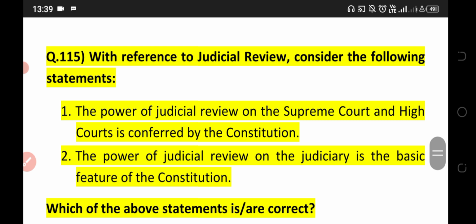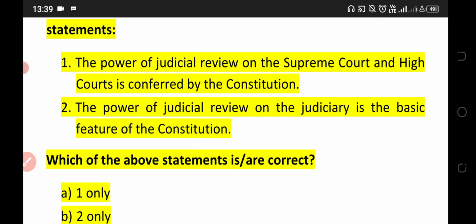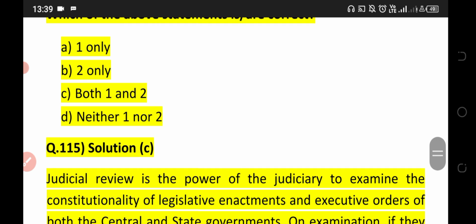With reference to the judicial review, consider the following statements. The power of judicial review on the Supreme Court and the High Court is conferred by the Constitution. Power of judicial review on the judiciary is the basic feature of the Constitution. बी ही सही है, केवल ए या दोनों सही है?